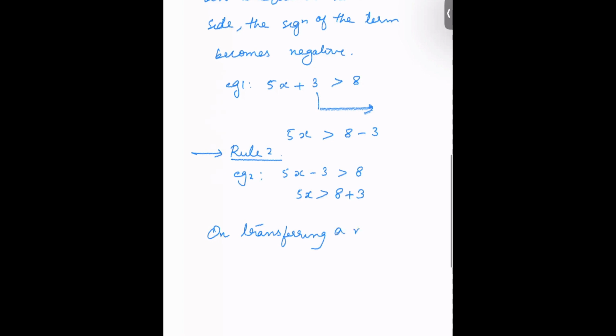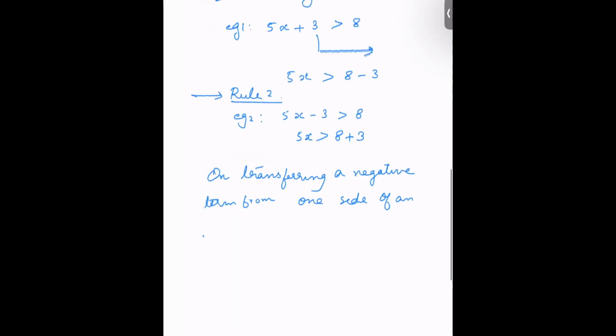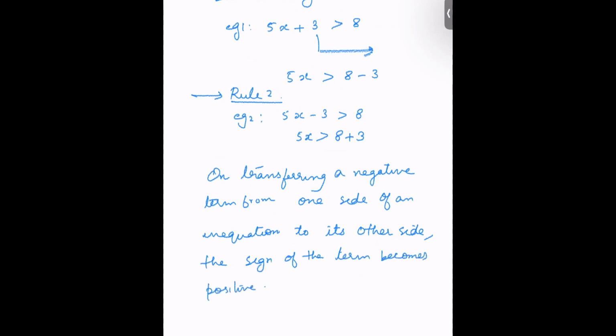On transferring a negative term from one side of an inequation to its other side, the sign of the term becomes positive. Okay, so the example I have already shown you. When a negative term is moved to the other side, it becomes positive. That's all.